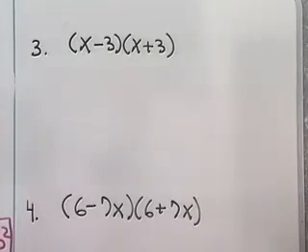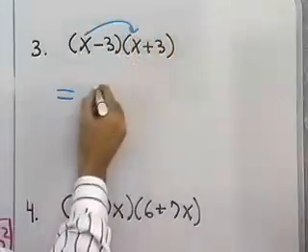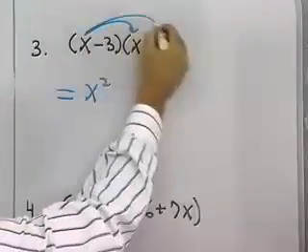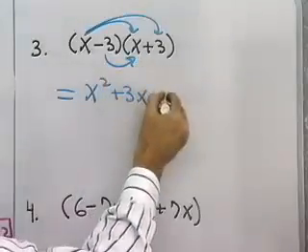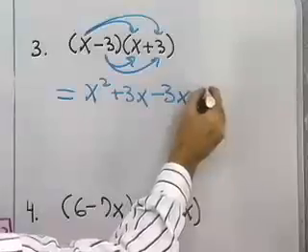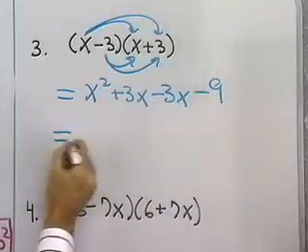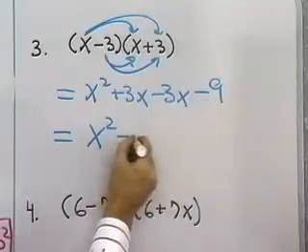Our next problem involves a couple of special binomials, x minus 3 times x plus 3. If I multiply x times x, I get x squared. X times 3, I get 3x. Negative 3 times x, I get minus 3x. And negative 3 times positive 3, I get negative 9. This comes out x squared plus 0x minus 9.